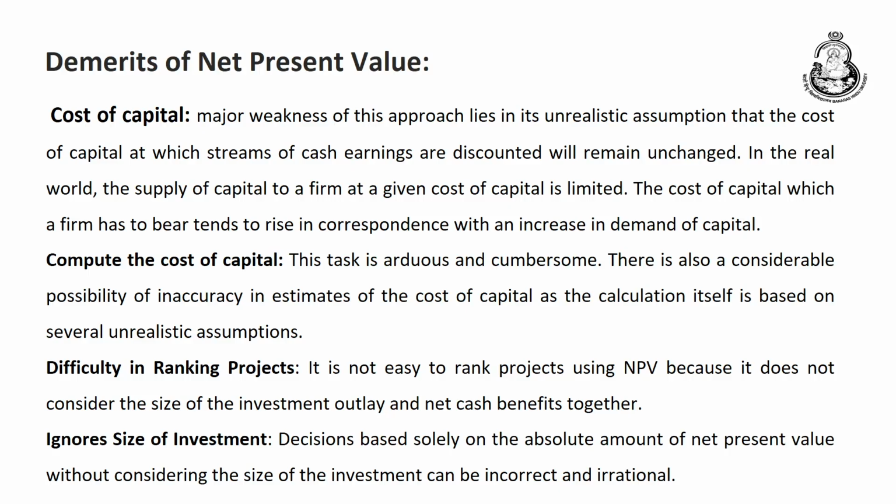Now, the demerit of net present value lies in the fact that here we are using one concept, that is the cost of capital, and this cost of capital is used in order to convert the future cash flow to its present value. Where from this cost of capital is coming, and will it remain constant over a period of time?